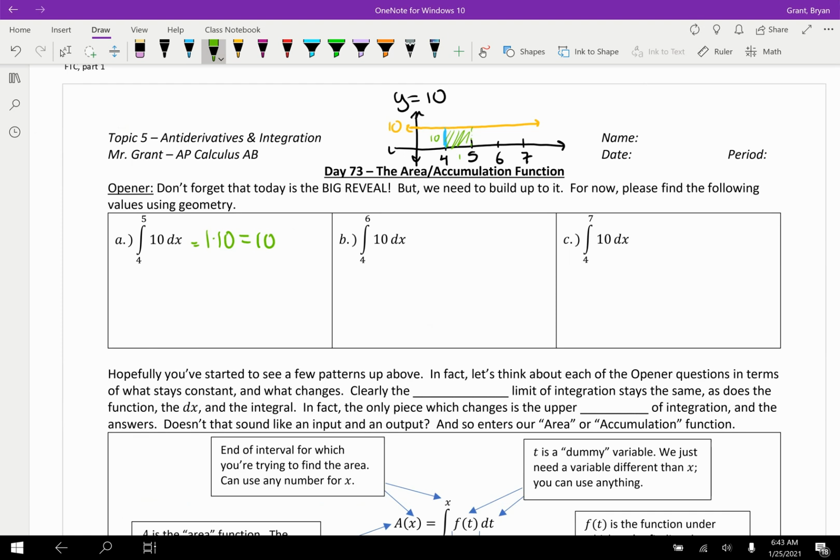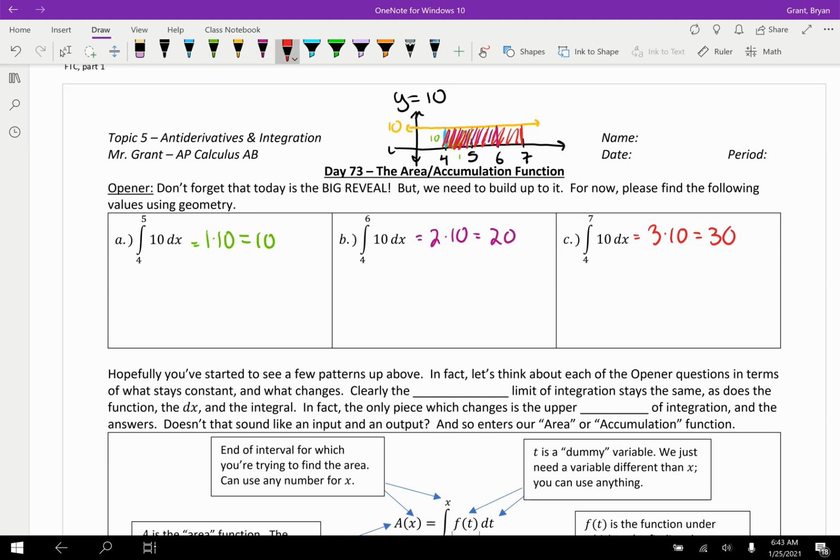Easy enough. All right, our second area wants the area from 4 to 6. So that's going to be this guy. That looks like it's going to be 2 times 10, which is 20. And then our last area from 4 to 7 looks like it's going to be 3 times 10, which is 30.